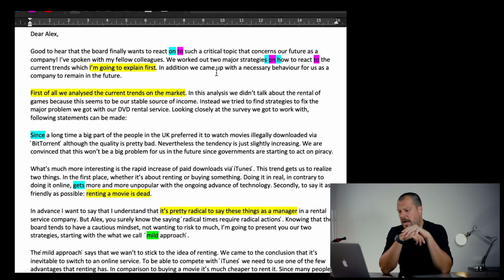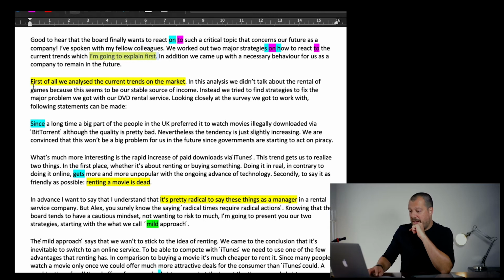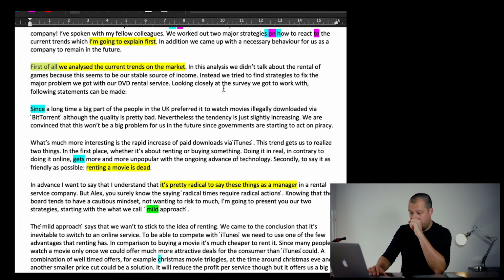So annoying. But what I like about this is we have some more structural language in here as well. Again, same as with the other emails, we have, first of all, we analyse the current trends on the market. This is a topic sentence, and we set up a structure which makes the reader understand, okay, there's going to be more points coming later.